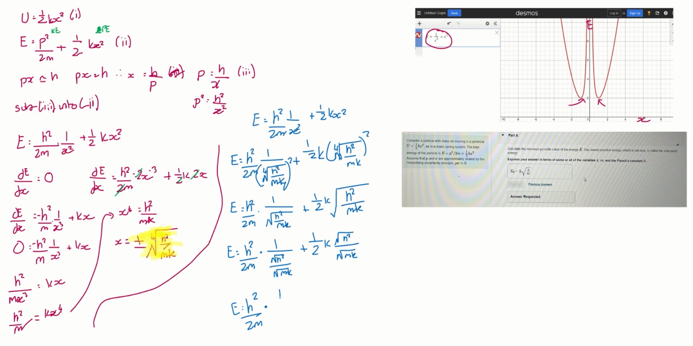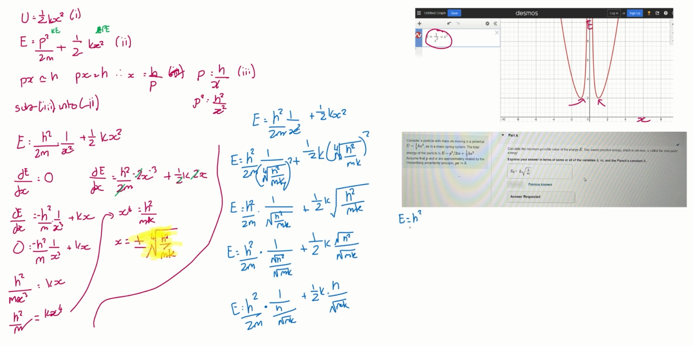Equals 1 over h over the root of mk plus a half k times by h over the root of mk. So we got all that, fantastic, because we can't do that. This is really annoying because you remember there's a couple of things we can tidy up, so hopefully we can fit this all in one screen for this problem.